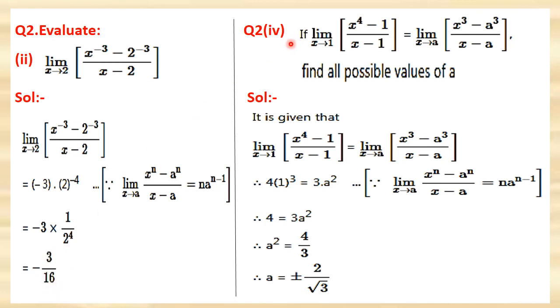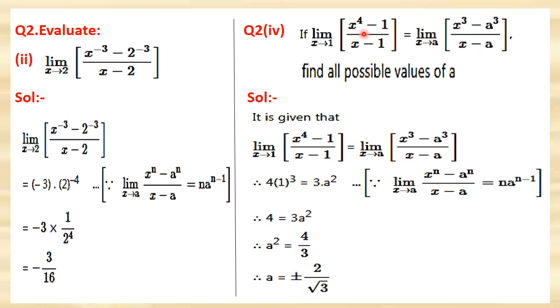Now question number 2, fourth one. If limit x tends to 1, x raised to 4 minus 1 upon x minus 1 is equal to limit x tends to a, x cube minus a cube upon x minus a, find all possible values of a. This is an application type question. So both these limits are equal.